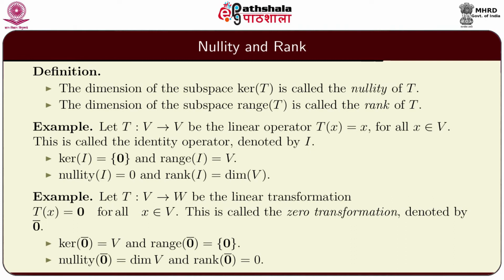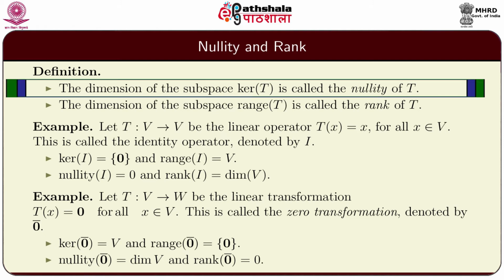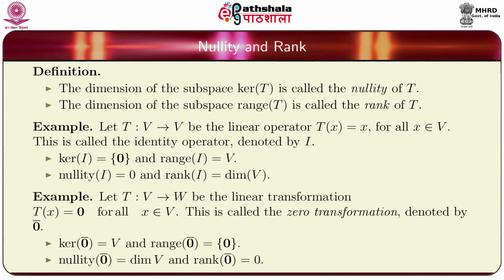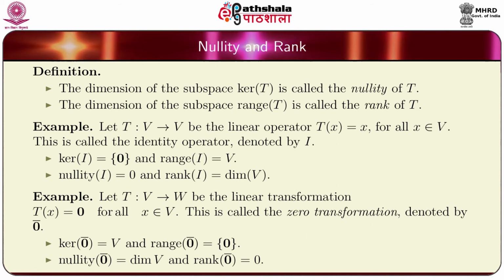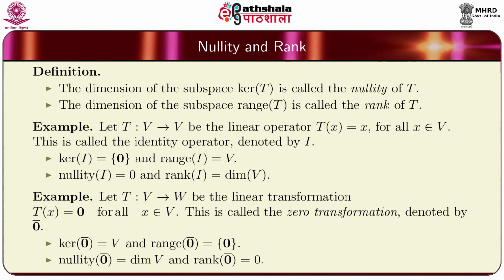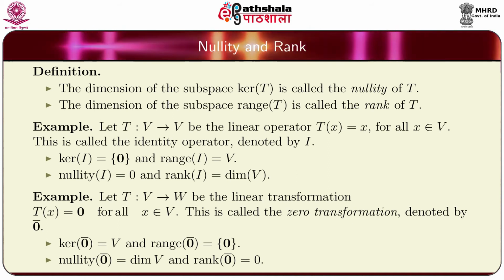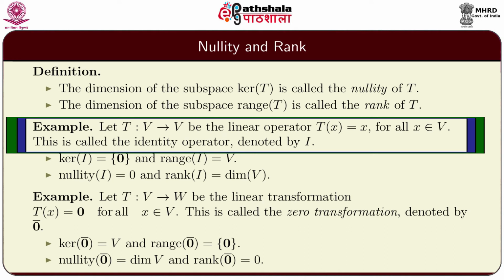We define the concepts of nullity and rank of a linear transformation T. Nullity of T is the dimension of the subspace ker T or the kernel of T, and rank of T is the dimension of the subspace range T. If we assume that the vector spaces are finite dimensional, then of course rank and nullity are also finite numbers. Let us see some simple examples. Let T from V to V be the linear operator given by T of x equal to x for all x in V.